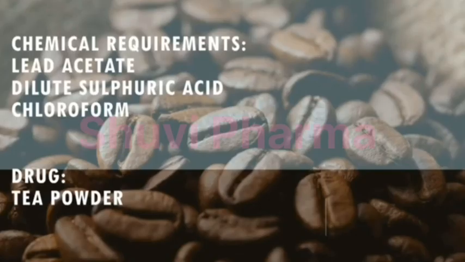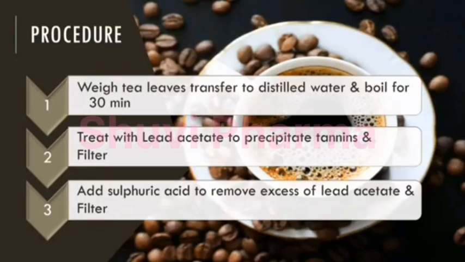The chemical requirements are lead acetate, dilute sulfuric acid, chloroform, and distilled water. The drug we are using is tea powder. From tea powder we will isolate caffeine. So what is caffeine? Now we will see the procedure for the isolation of caffeine.